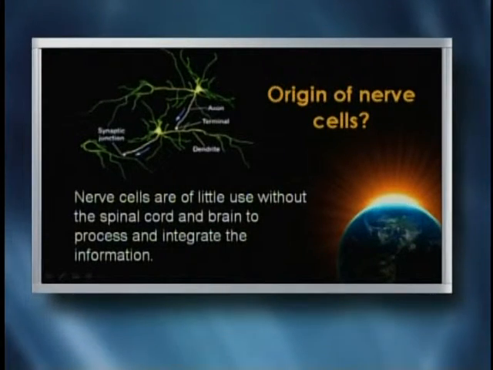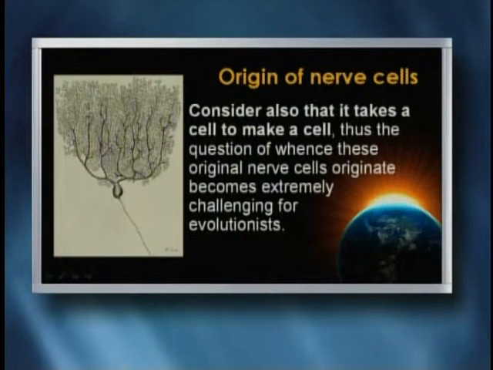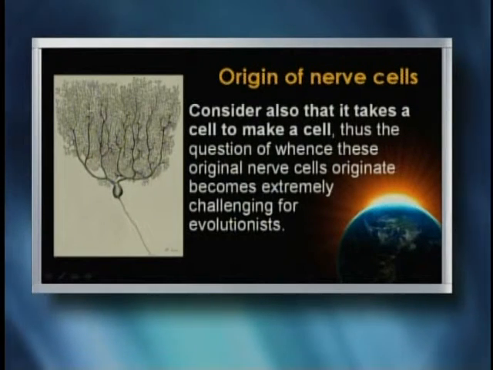We know, in fact, nerve cells are of little use without the brain and the spinal cord to process the information. In fact, I've heard somebody make the comment one time, having a single nerve is about the equivalent of having a mouse for a computer with no computer. You can't get a whole lot done. On top of that, you add the fact we know it takes a cell to make a cell. So where did that first nerve cell come from?